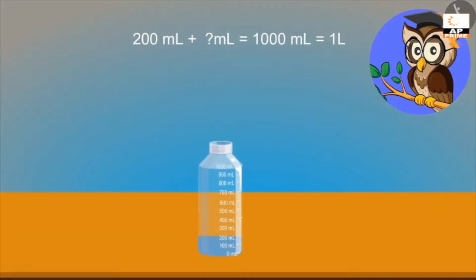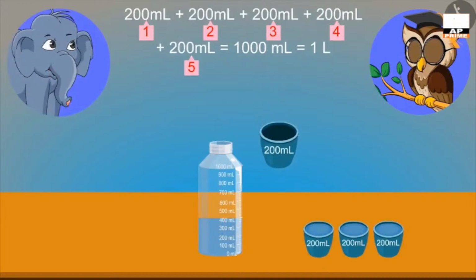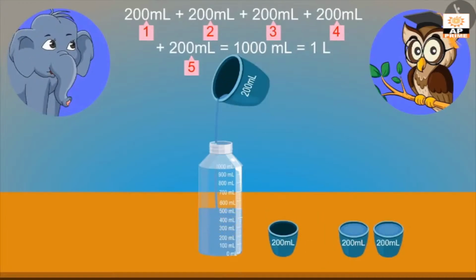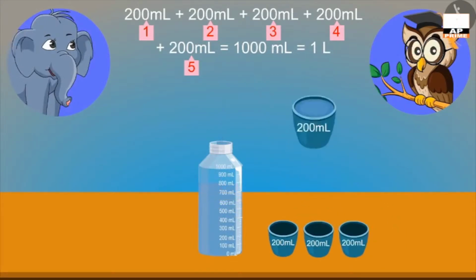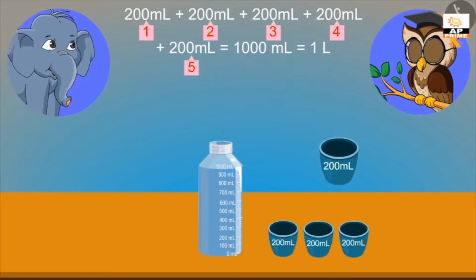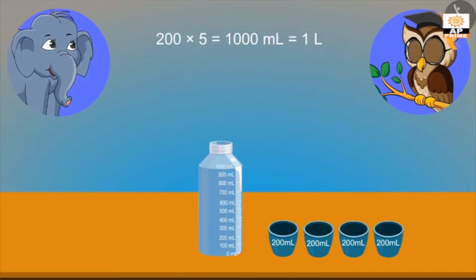Now, answer one more question of mine. This bottle contains 200 ml of water. How many times should 200 milliliter bottles be added to give 1000 ml of water? I know that adding 200 milliliter 5 times gives 1000 milliliter or 1 liter. So, if in this bottle we pour 200 milliliter of water for 4 times, then it will become 1 liter. Very good, elephant. 5 times will make 1 liter.